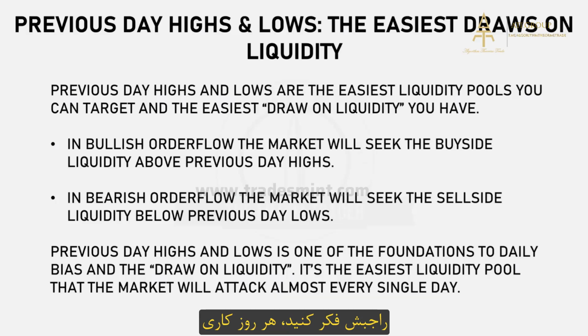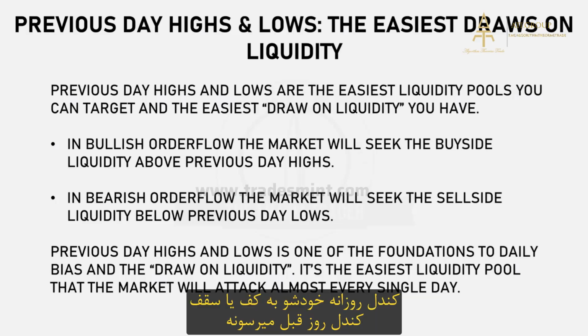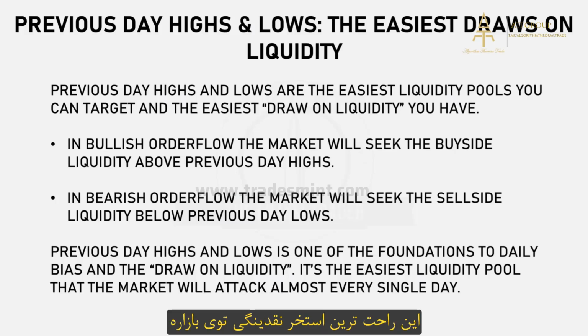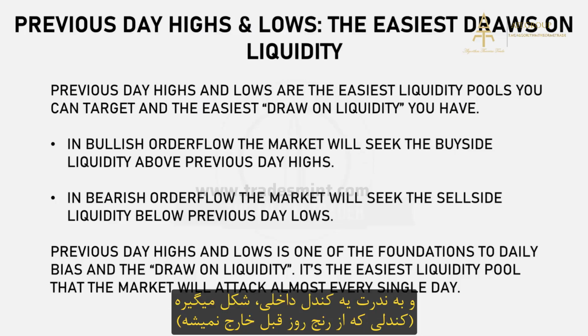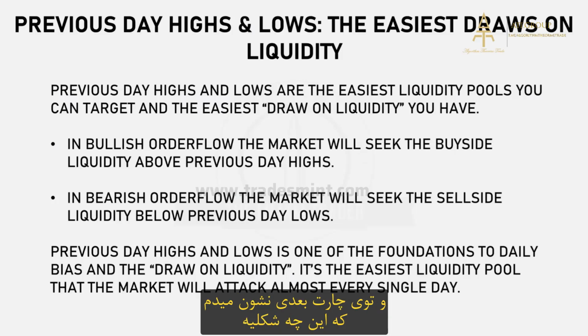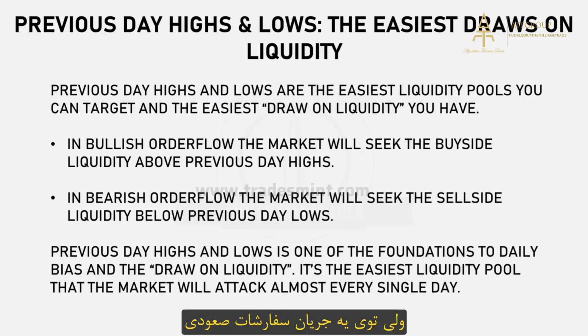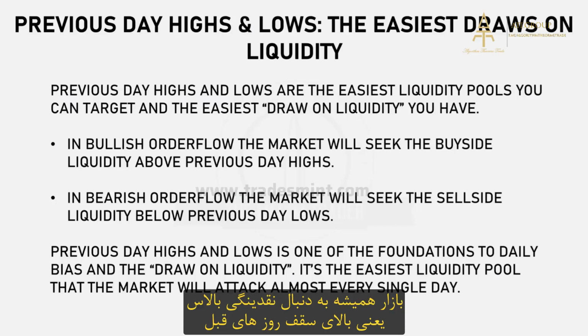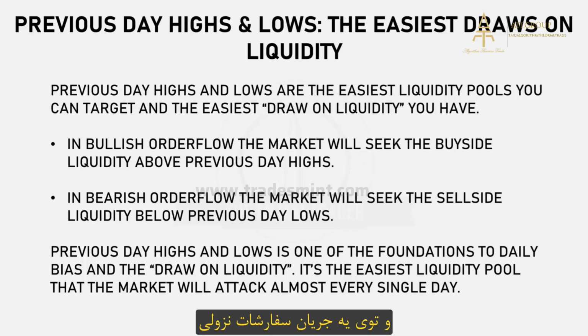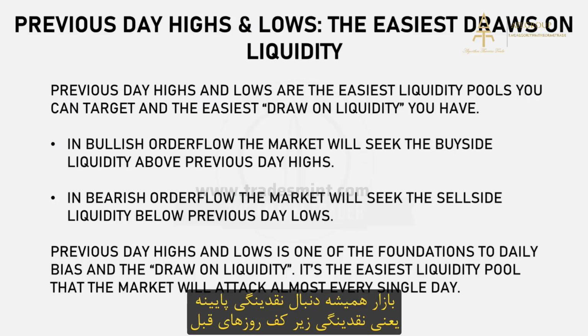Think about it. Every single day you can see the daily candle reaching for the previous daily high or the previous daily low. This is the easiest liquidity pool in the market side. There is rarely an inside bar, as we call it, and we'll show you on the next chart how that looks. But in bullish order flow, the market will always seek buy side liquidity above previous daily highs, and in bearish order flow, obviously the market will seek sell side liquidity below previous day's lows.